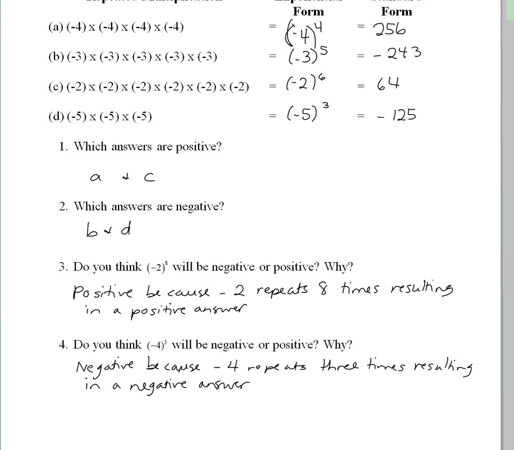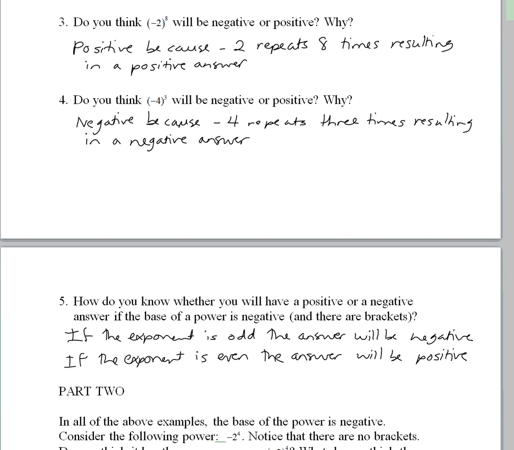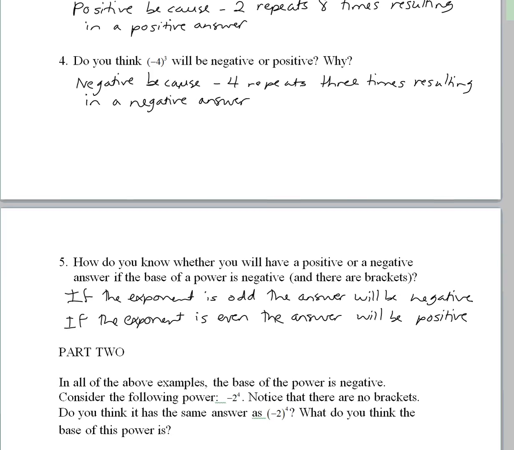So when it asks you to make a rule, that's exactly it. When there are brackets and that negative gets repeated over and over again, if the negative gets repeated an odd number of times, meaning that the exponent is odd, your answer will always be negative. And if that negative gets repeated an even number of times, meaning that your exponent is even, then your answer will be positive. So let's look at part two.